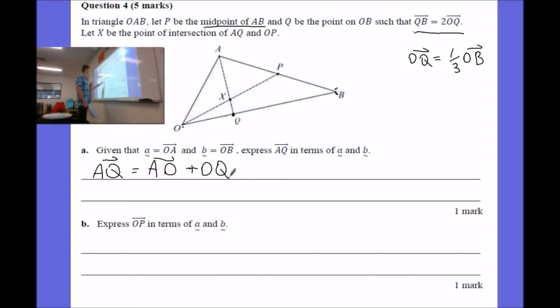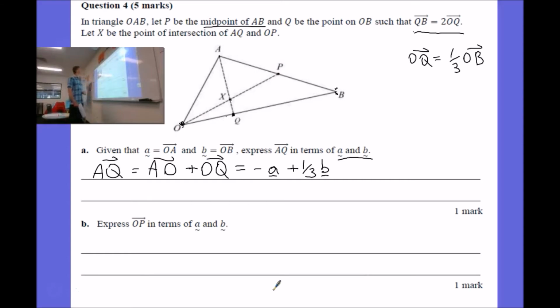O to Q. Now, O to Q, as we established, was a third of O to B. So we've got negative vector a plus a third of going from O to B. There we have it. So there's our expression for vector A to Q in terms of a and b. So then part b says, express OP in terms of a and b. All right, next one, O to P.